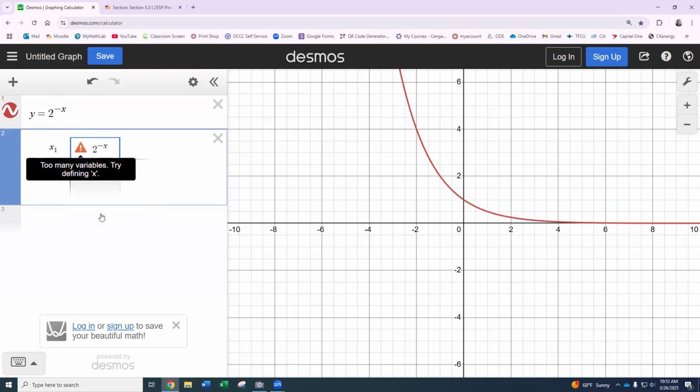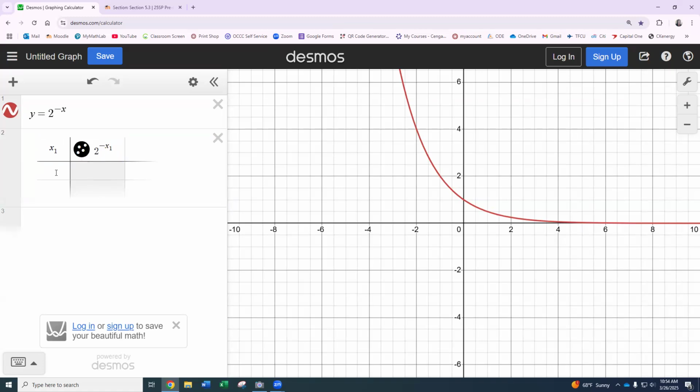And then you're going to get a caution sign. You have too many variables. Try defining what x is. Here I'm showing that this column is x1, but then I'm just calling it x here. So I'm going to go to the right side of that and just type in a 1, and it automatically makes that a subscript. And now those variables match each other.